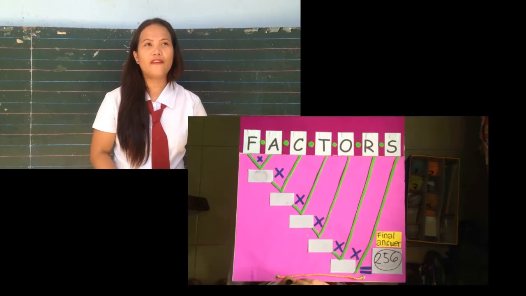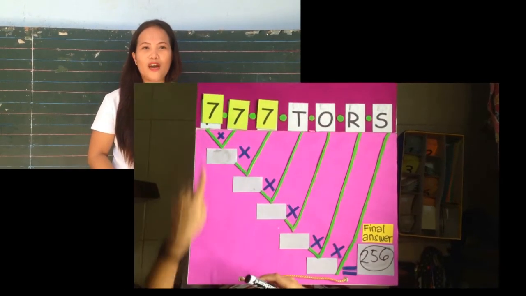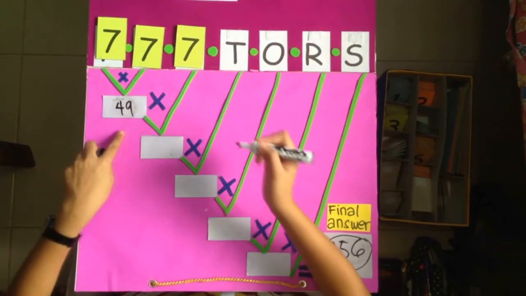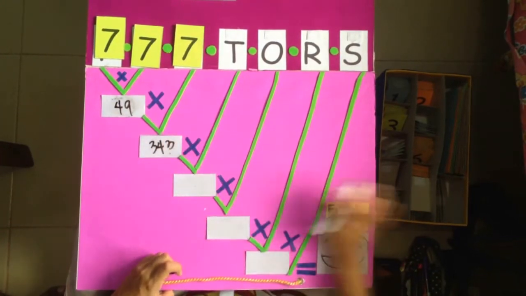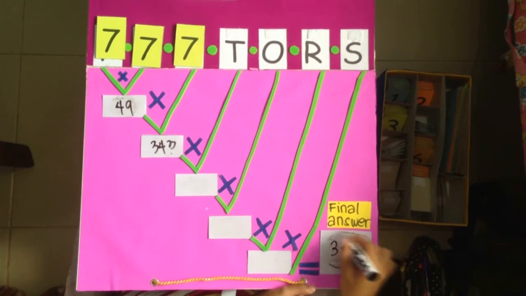Number 3. 7 times 7 times 7. 7 times 7 is equal to 49. 49 times 7 is equal to 343. Therefore, the final answer is 343.